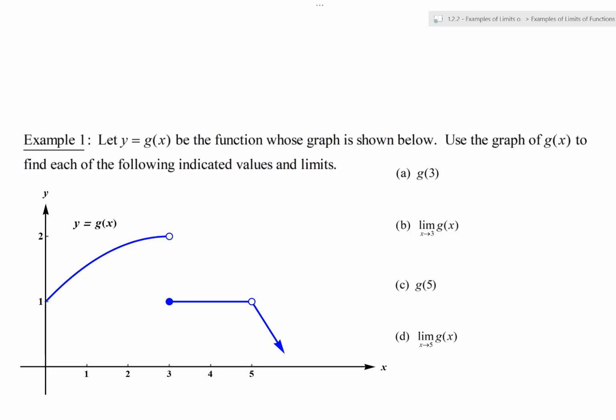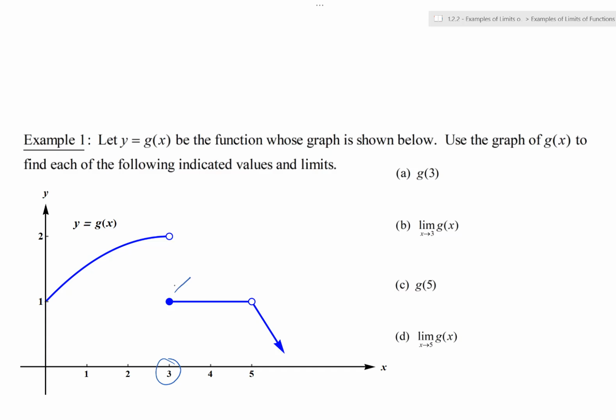We're given a graph. This graph is the graph of a function y is equal to g of x. So the graph is shown right here on the screen. We're going to use the graph of this function g of x to find each of the indicated values and limits. So in part A, we're going to find the value of g of 3. So what is the value of the function g when x is 3? This is just to get us up to speed here.